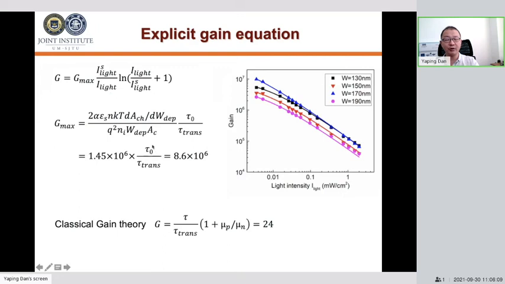Because we find this minority carrier recombination lifetime is around tens of nanoseconds, the transit time is also of a similar scale. So according to the classical theory, the gain will be no more than 24. And our actual gain can be as high as 1.8 times 10 to the 6 for one of the nanowires, and for the black nanowires, close to 10 to the 7. This is in line with our experimental observation, but the classical theory cannot explain this. It's very different.